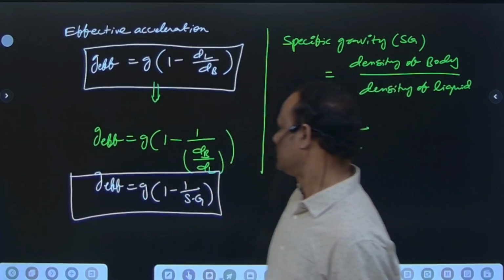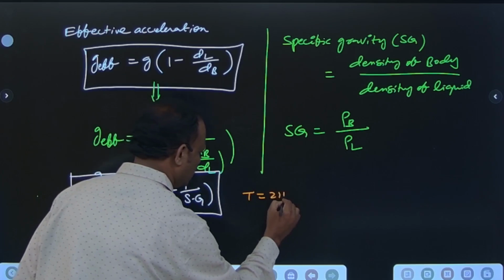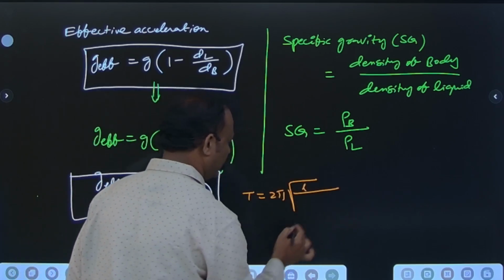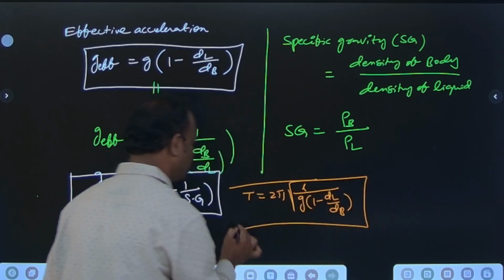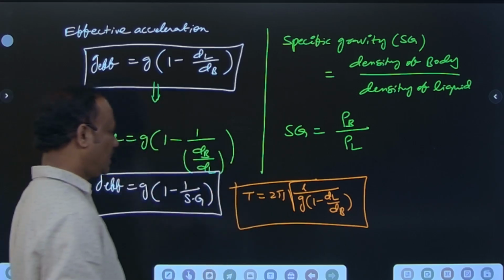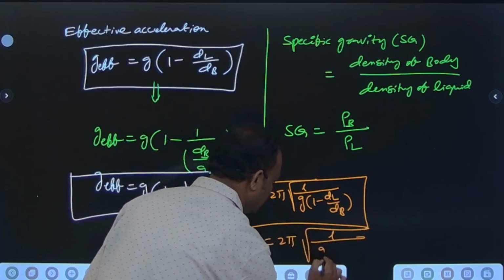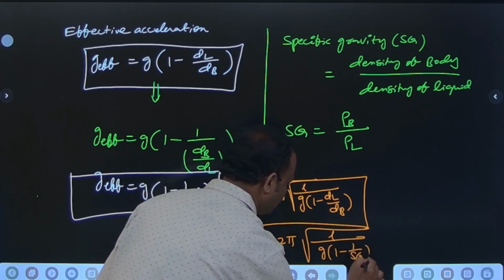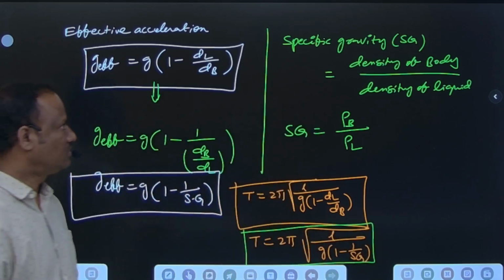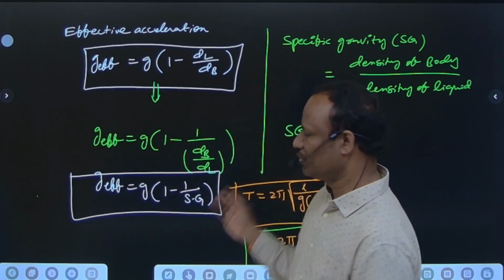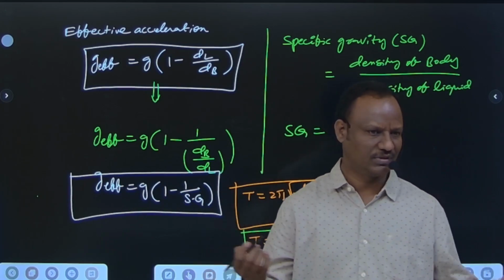Now the time period. What is the time period? The time period T is equal to 2 pi under root of L by g effective, which is 2 pi under root of L by g times 1 minus the density of the liquid by the density of the body, when it is oscillating in a liquid. In terms of specific gravity, T is equal to 2 pi under root of L by g times 1 minus 1 by specific gravity. This is another relation, for when a body of density rho b oscillates in a liquid of density rho L, or whatever value is mentioned.